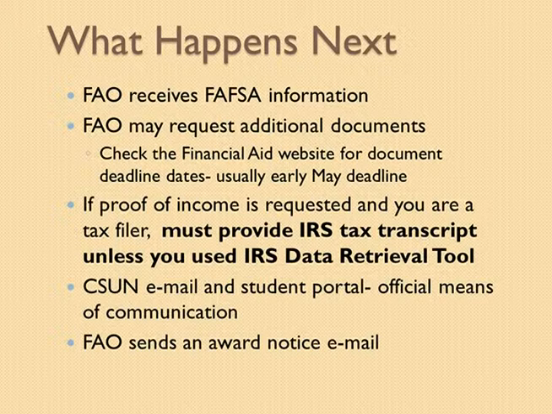Couple of things to note. CSUN email and student portal is the official means of communication. So very important that you check your CSUN email regularly, you check your student portal regularly. Financial Aid Office, once we determine your eligibility, we will send an award notice email to your CSUN email address.